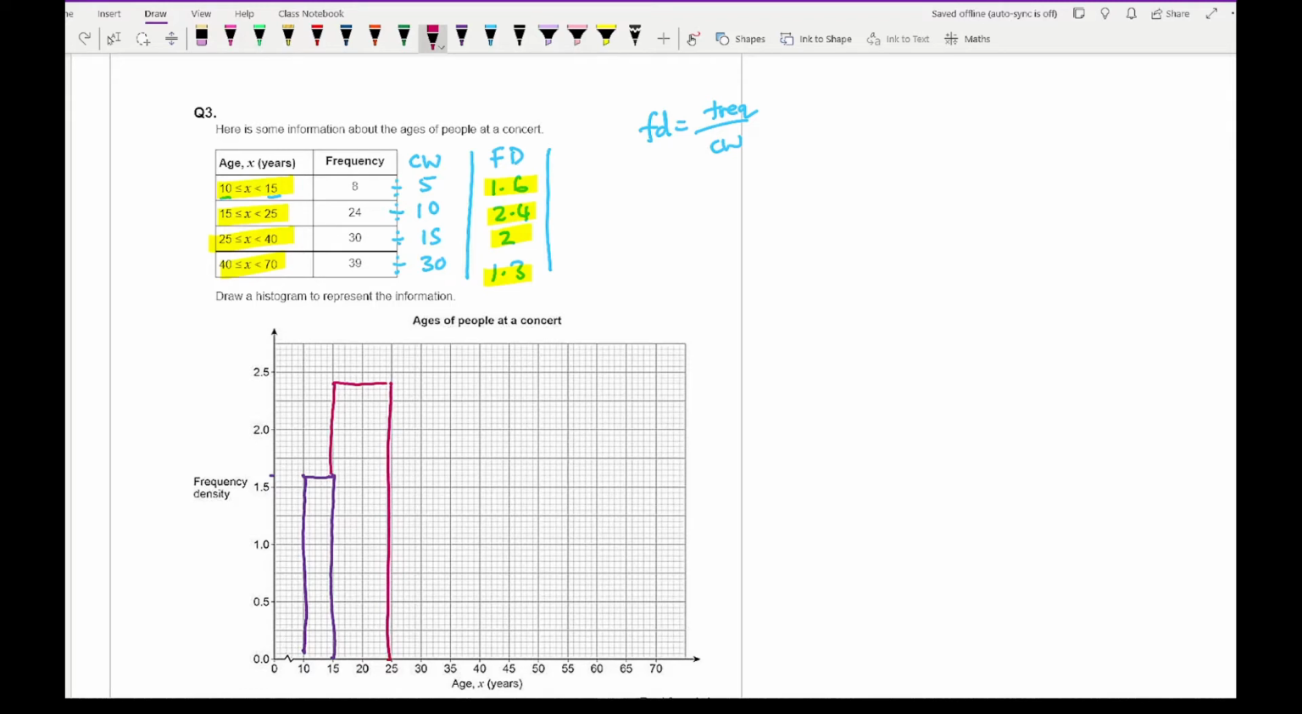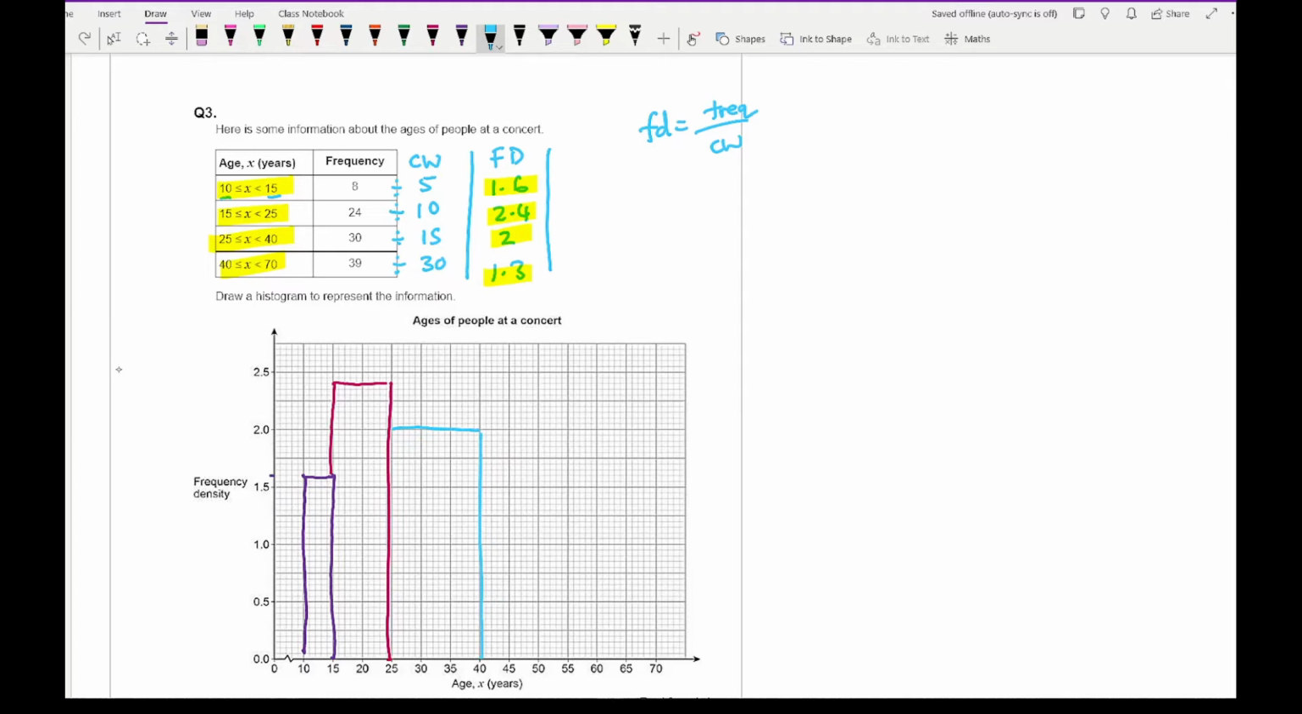Like so. And then the next one is from 25 to 40, and that's to 2. Let's just use a different color, so that one's nice and easy to find there. That goes up to 40. And then the last one, from 40 to 70, is at 1.3.